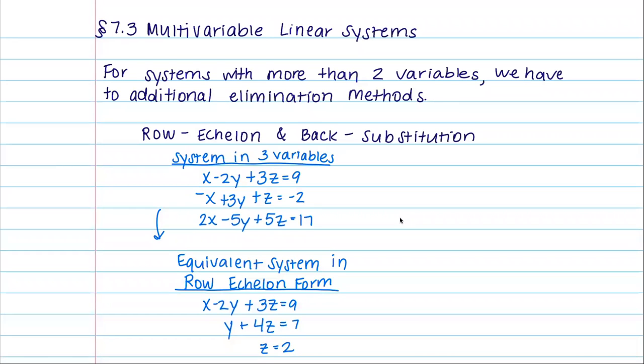All right, today we're going to look at 7.3 multivariable linear systems. So whenever we have systems with more than two variables, we have some additional elimination methods that we can use to help us solve. So this first one is called row echelon and back substitution. So we have a system here in three variables. We can see it has an X, a Y, and a Z.